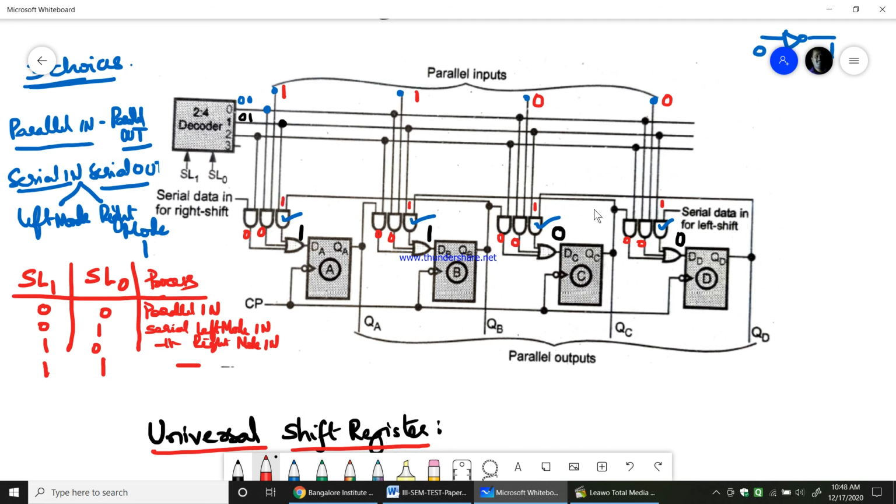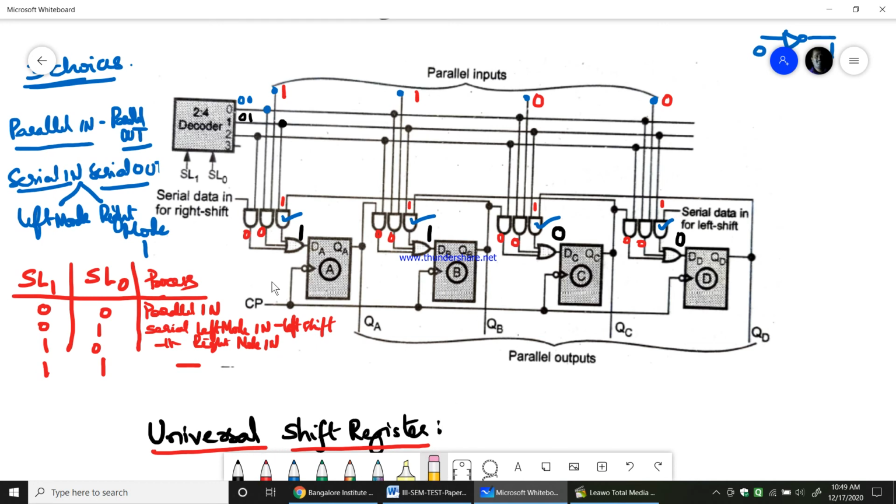Now if you see, serial data is given on the left side, and that gets loaded to the input of the D flip-flop. Press the clock pulse, it comes to QD, and that is given back to this AND gate. DC, then QC. QC is given to DB. DB, press the clock pulse, QB. So what is this doing? Left shift. Okay, so when 0 1 is there, you can say left shift is happening. Serial in left shift mode.